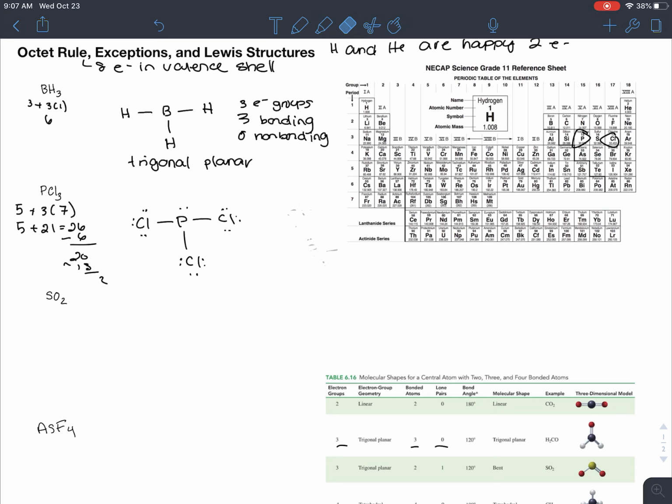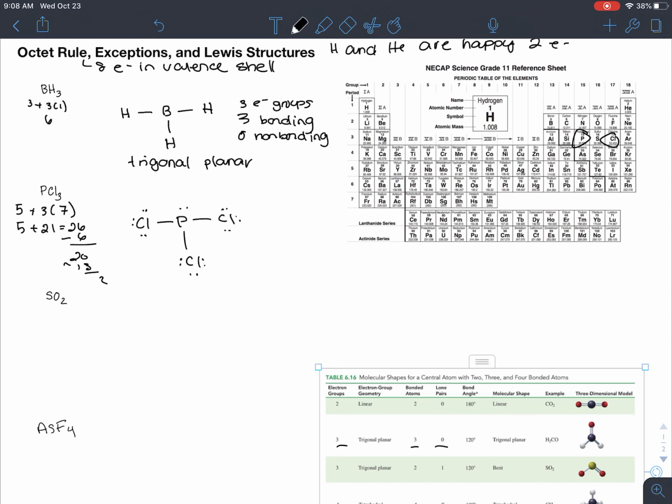So note that you always want to satisfy the octet, especially the one in the middle, but it depends on what it's bonding with. Chlorine, the halogens, can only bond once. It is very unlikely for that lone pair to break. So therefore, bond once, satisfy everything around it, and then check for the total number of electrons.